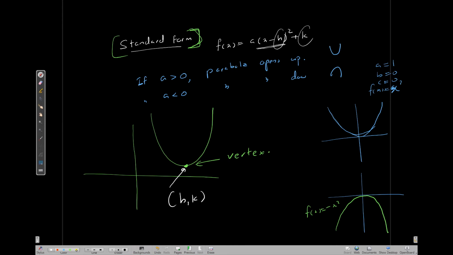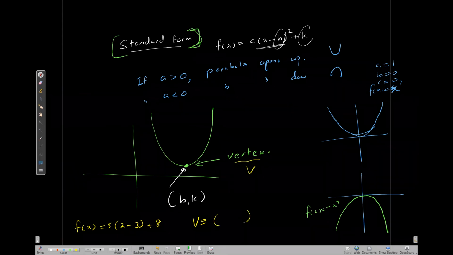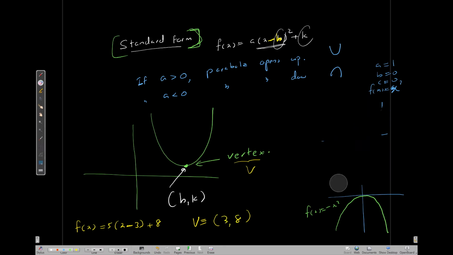For example, if you had f of x equals, let's say, 5 times (x minus 3) squared plus 8, can you pause the video and think about the vertex? Normally we use the letter V for vertex. The vertex is (h, k). Even though we have minus here, we only take h, so (3, 8). Let me give you some examples. Let's write down a few examples.